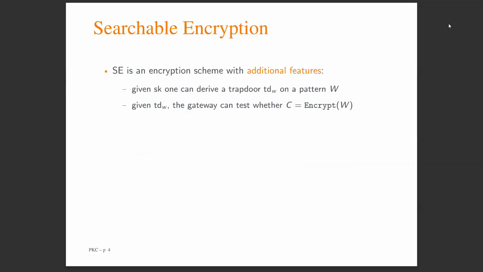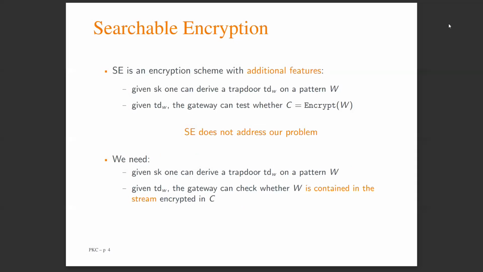So at first sight, it looks exactly like searchable encryption, because with searchable encryption, you can issue a trapdoor specific to a pattern and then use it to decide if a ciphertext is indeed an encryption of this pattern. But this is not exactly what we want to do, because what we want to do is to decide if the encrypted stream contains a specific pattern as a substring. So this is not exactly the same problem.